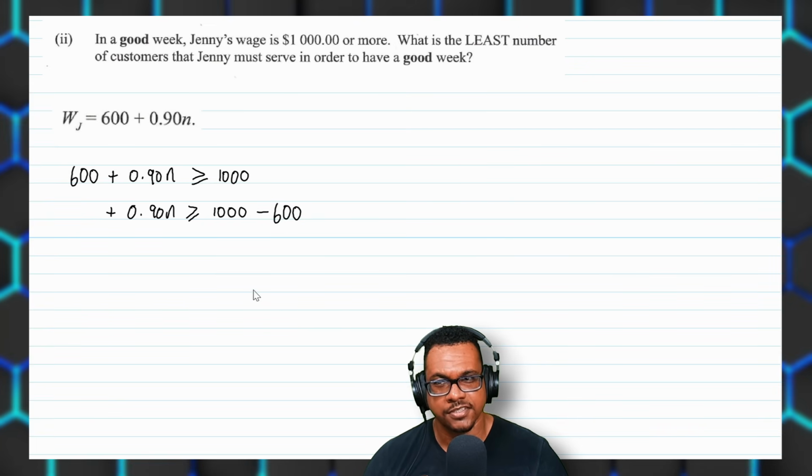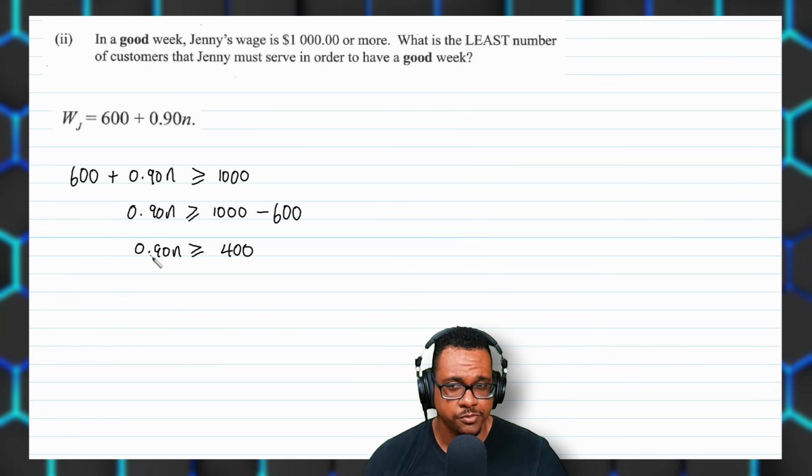So you have 1,000 take away 600. Now, because the 0.9 has nothing in front of it, we don't need to write the positive sign. So that's how we end up with 0.90N is greater than or equal to 1,000 take away 600, which is 400. So we're going to get 0.90N is greater than or equal to 400. So now the operation between 0.9 and N is multiplication.